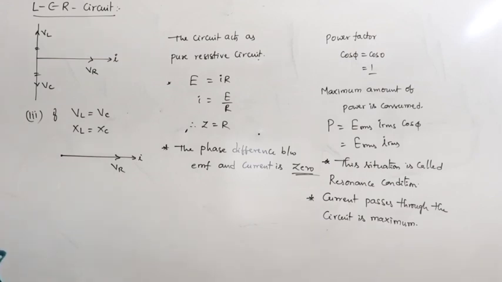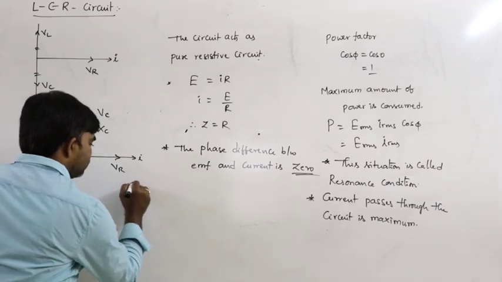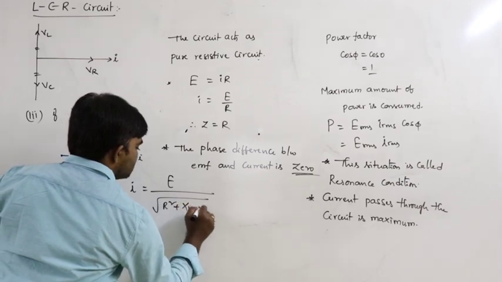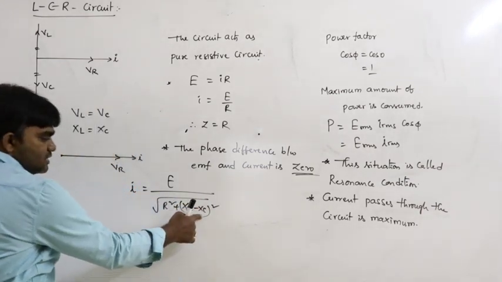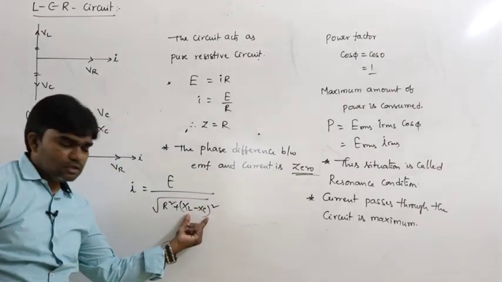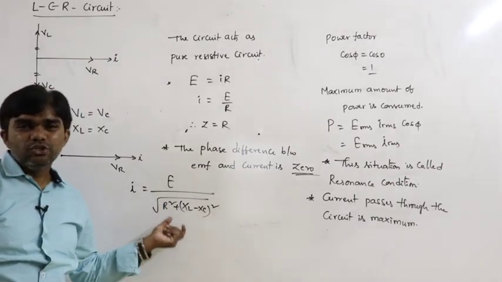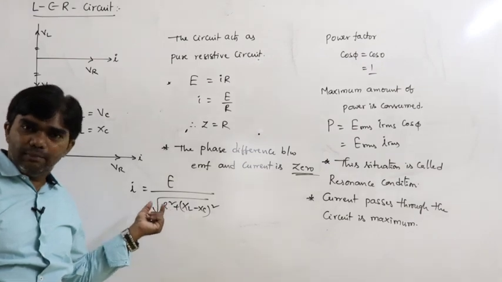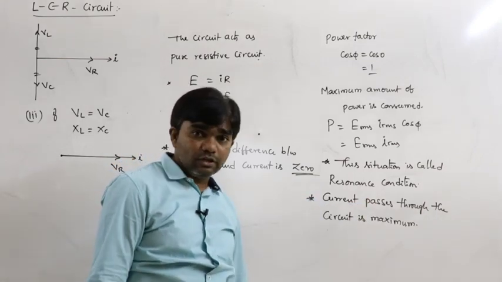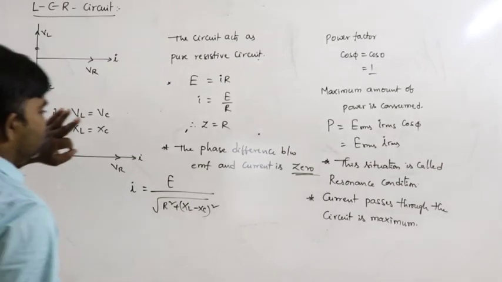In case of resonance condition, the current passing through the circuit is maximum, because the current formula is E by square root of R square plus XL minus XC whole square. Here XL is equal to XC, so this term becomes 0. What is the remaining value? Only E by R. That means the impedance decreases, and due to the decrease in impedance, the current passing through the circuit is maximum. So this is the LCR circuit and 3 conditions.